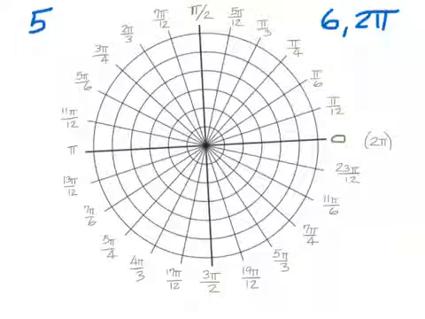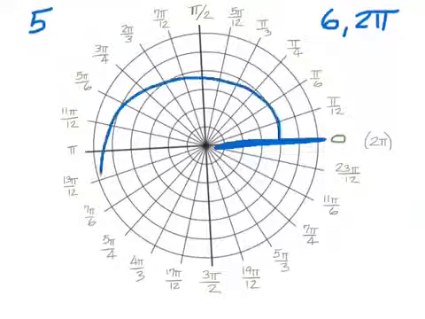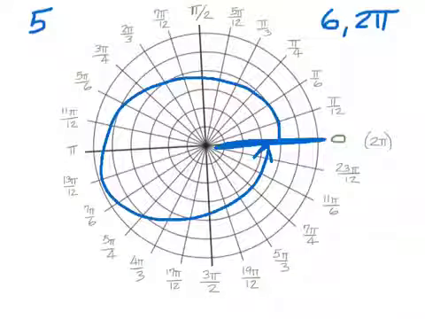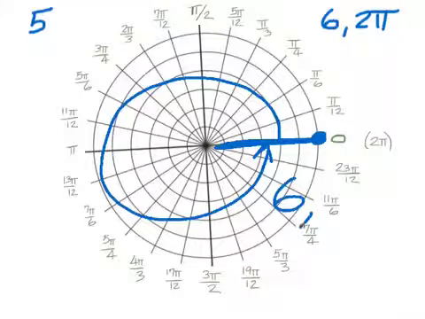Problem number 5 from the test. 2 pi is right here. It's as if you've gone around one time. That would also be 4 pi, 6 pi, 8 pi, and so on. 6 is all the way out here. So if I were on the rectangular coordinate plane, how far to the right do I have to go to get there? How far up or down? That's your answer.